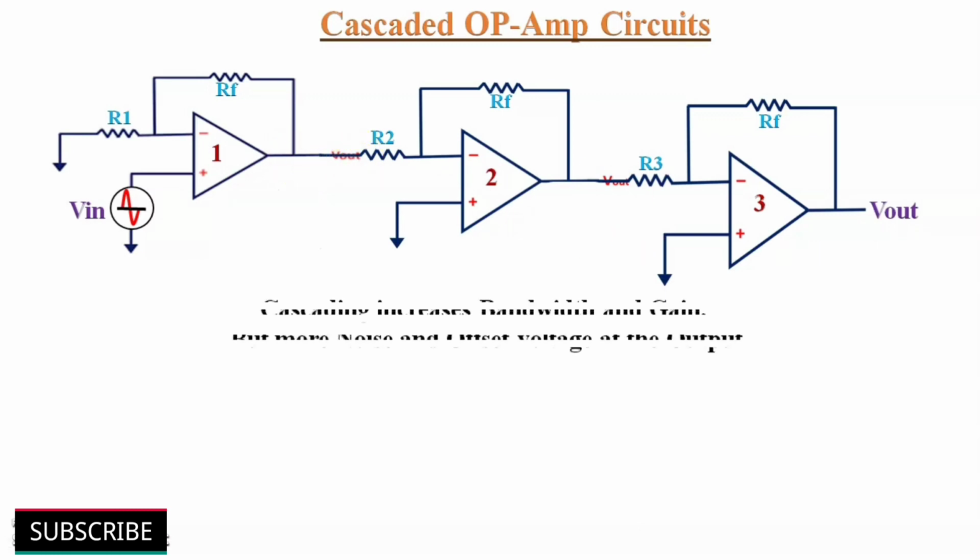We can achieve both higher gain and higher bandwidth by cascading op-amps. But cascading will also increase noise and offset voltage at the output. So we have to trade off between both these advantages and disadvantages.